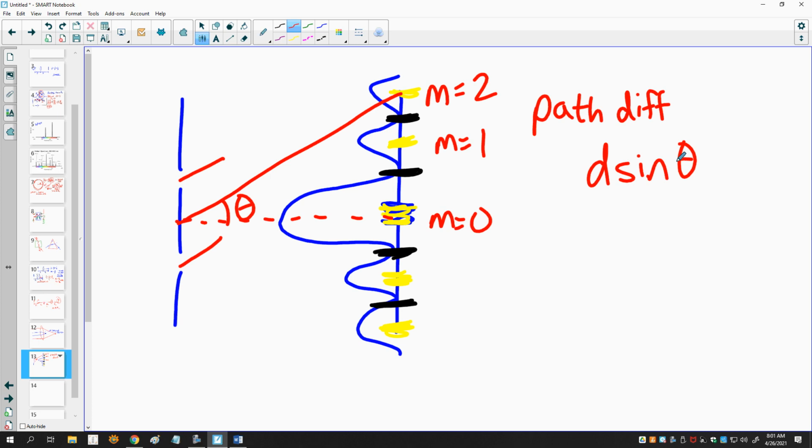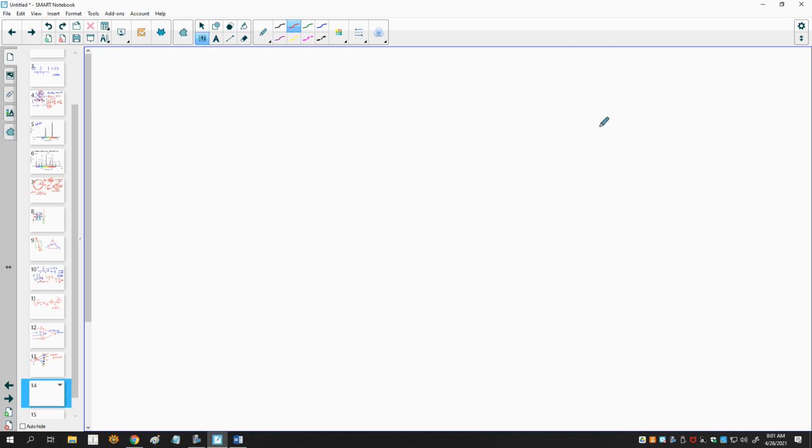In order to get that constructive interference in the second order, this has to be equal to m lambda, where m is equal to 2. D is the separation between the slits right here, and theta is this angle. So you need to be able to describe that relationship between the wavelength, diffraction angle and the slit separation. Now this is for a double slit, but a diffraction grating is really similar to the double slit. In fact, the diffraction grating follows that same equation, d sine theta equals m lambda, for its diffraction pattern.